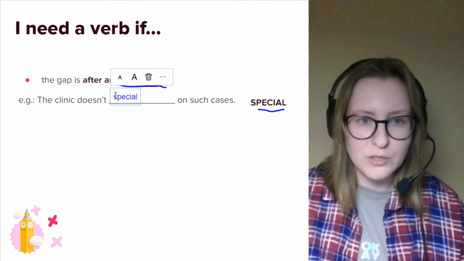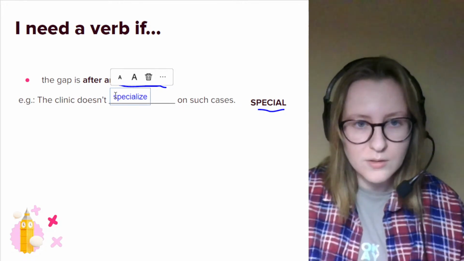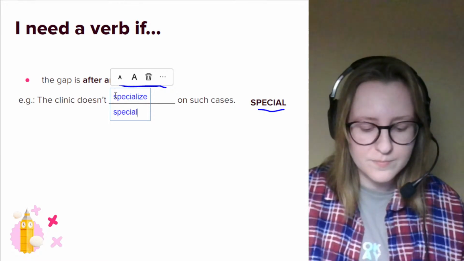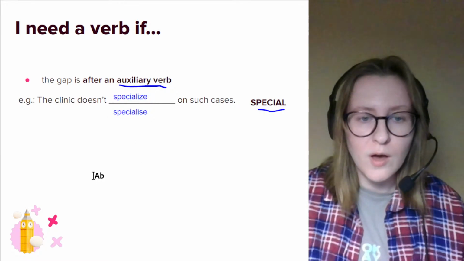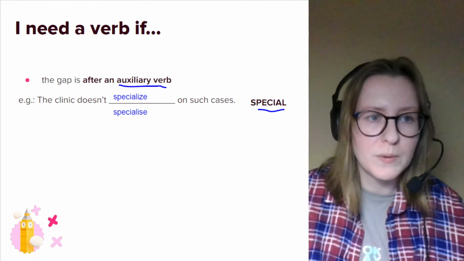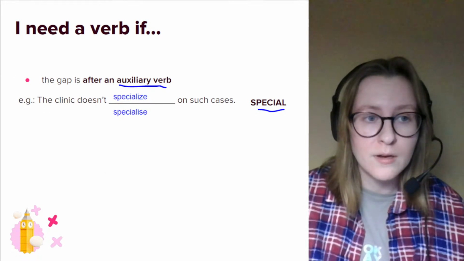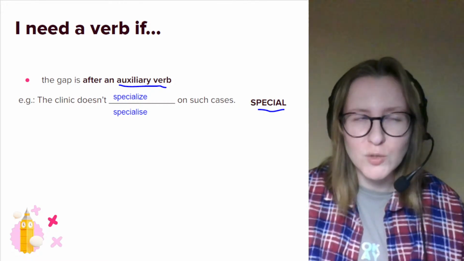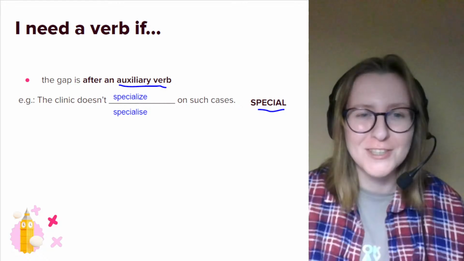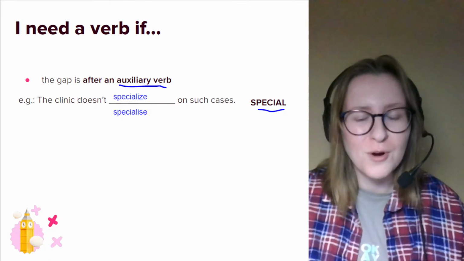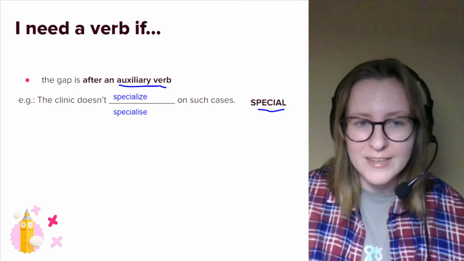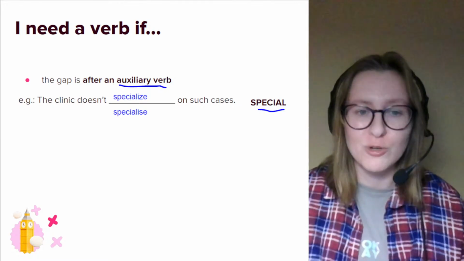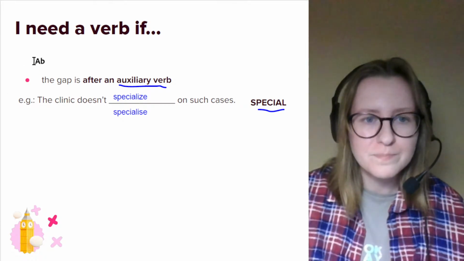We can say specialize, or we can say specialize. All right, both options will be accepted by the computer because one is American and the other British. So all the verbs, I don't want to say all of them because, you know, English loves exceptions, but a lot of verbs formed with IZE or ISE can be formed both ways, right? Just one option is going to be British and the other one American.